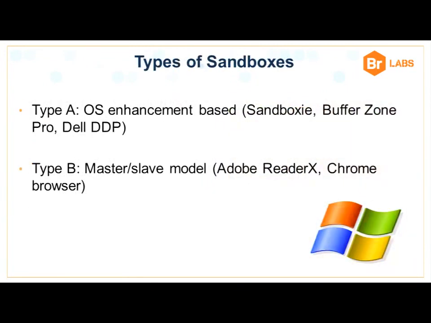For this talk, I'm going to be talking only about application sandboxes, and I've divided them into two categories, type A and type B. It's my own naming convention. Type A, type B sounds easy to remember. But the idea is there are two different types of sandboxes broadly which you see in the market. Type A is Sandboxie. How many of you have used Sandboxie? It's been there for almost 10 years now. BufferZone is another product which is not so popular, but it's been there. And a recently launched product called Dell DDP.